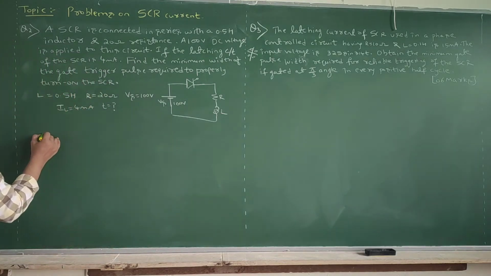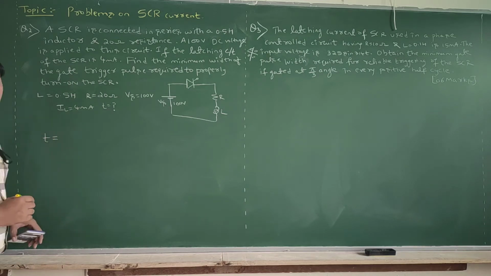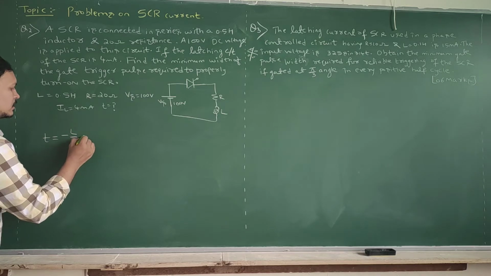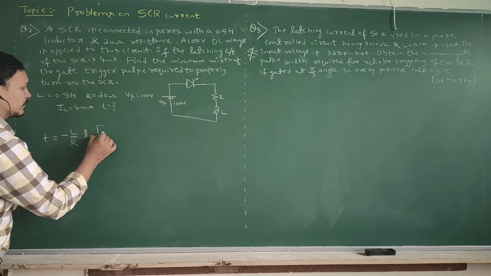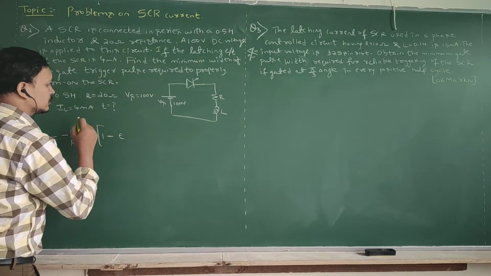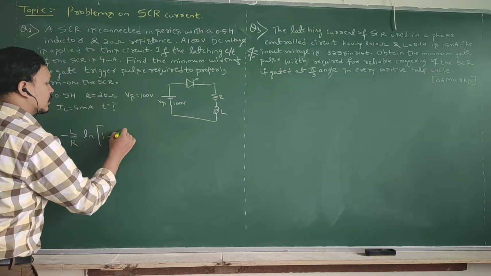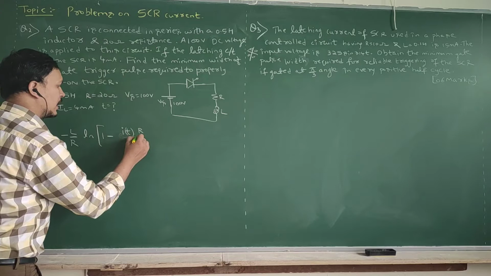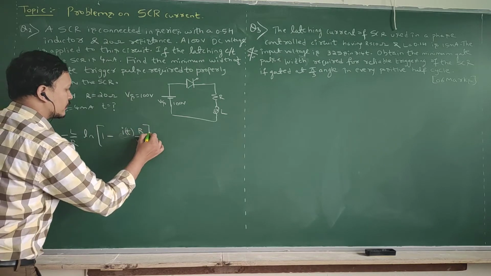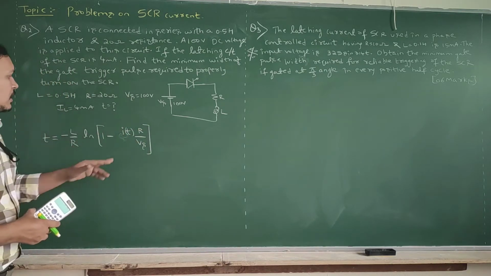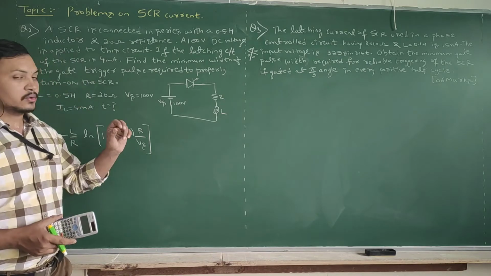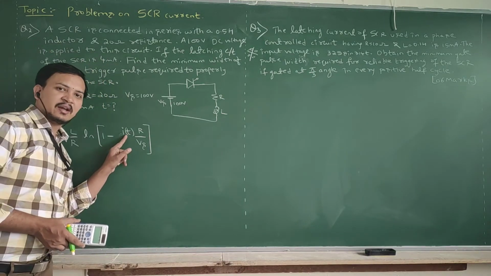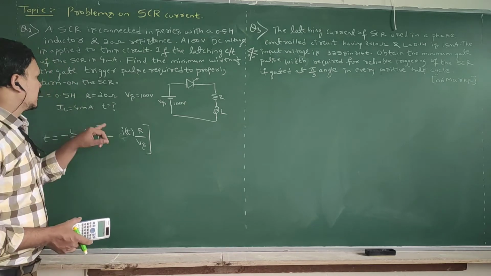So straight away you can remember the time formula: minus L by R into ln within the bracket 1 minus I of t into R by Vs. See, I of t is here. We know that to turn on the SCR, your circuit current should be equal to the latching current.